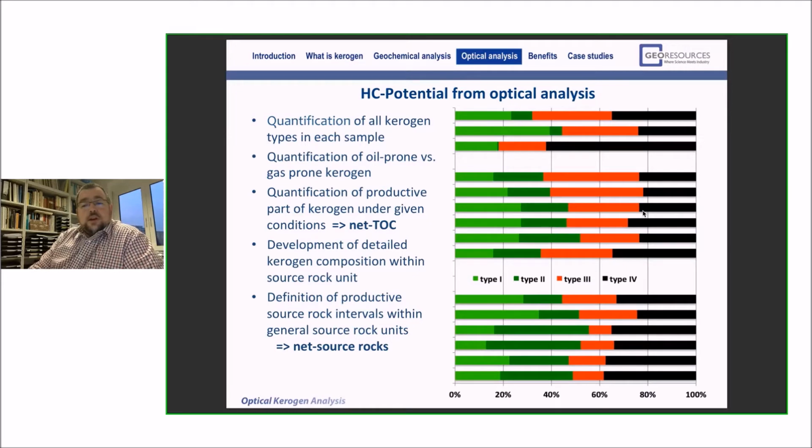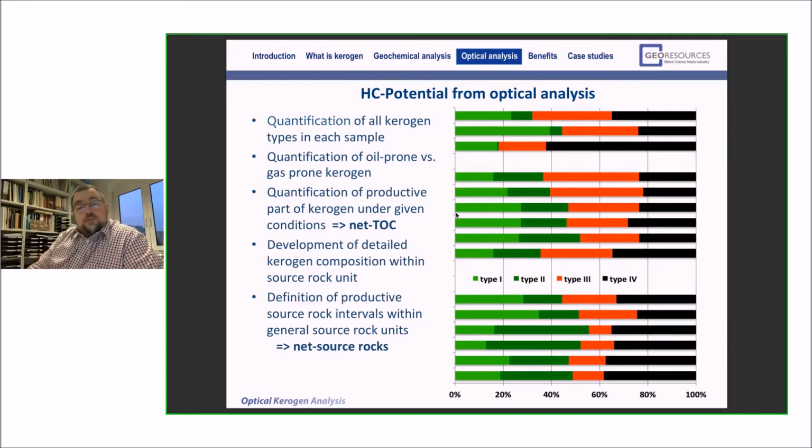But this black stuff here, this is dead carbon. This is no longer productive. The total TOC has to get reduced always by this type 4 stuff, because this is that wherever we are. The rest depends on the maturation. If we are in an oil window environment where these samples come from, only this green stuff is a productive part of the kerogen. All the red stuff, which is pretty much up here, is not productive under the maturation that we have in the area.